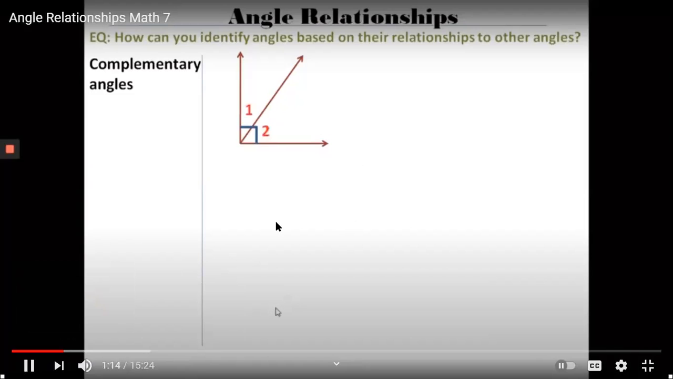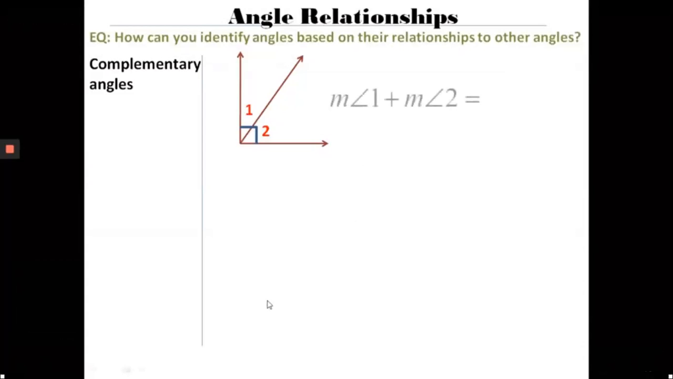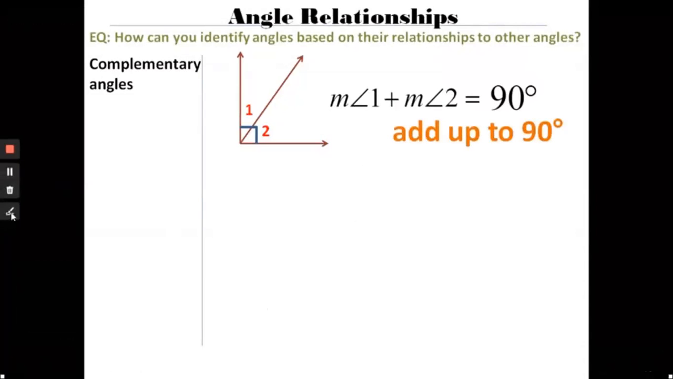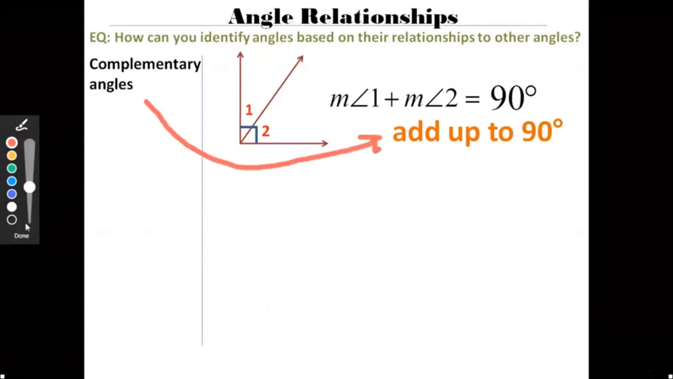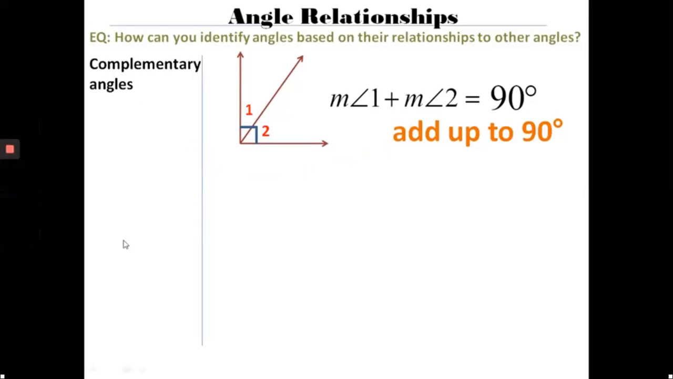You have a 90-degree angle cut into two separate angles. You know that when you put them back together, they add up to 90 degrees, right? So the definition of complementary angles is angles that add up to 90 degrees. Okay, so that's the definition. Complementary angles add up to 90 degrees.